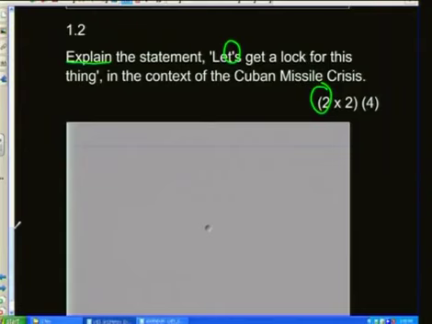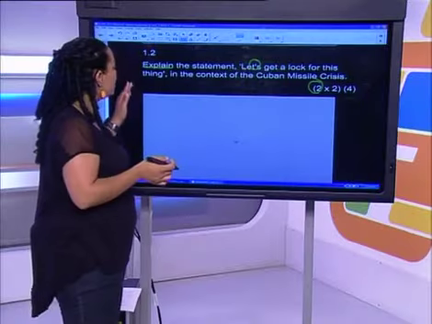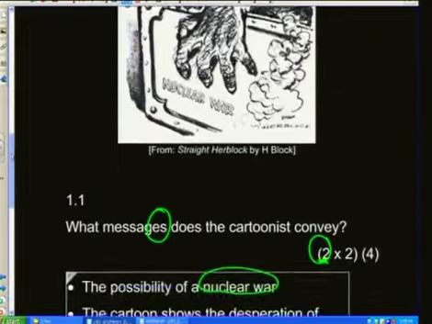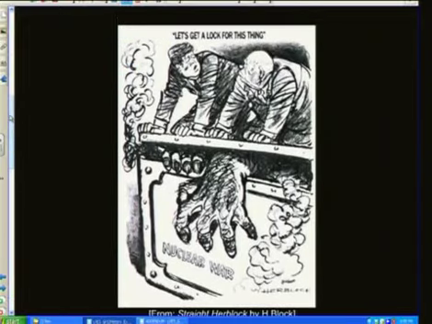Okay, awesome. Right. So let's look at the next question. It says, explain the statement in the context of the Cuban Missile Crisis. And if I take you back to the cartoon over here, you'll notice that in the actual picture, it doesn't show Fidel Castro, it doesn't show Cuba in any way, but it does show us Khrushchev and Kennedy sitting on what seems to be a metal box, because it's got little screws in there, and they are sitting on top of this box, and they're preventing this monster from coming out.